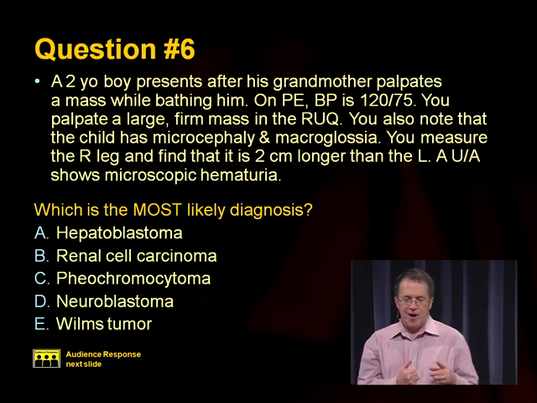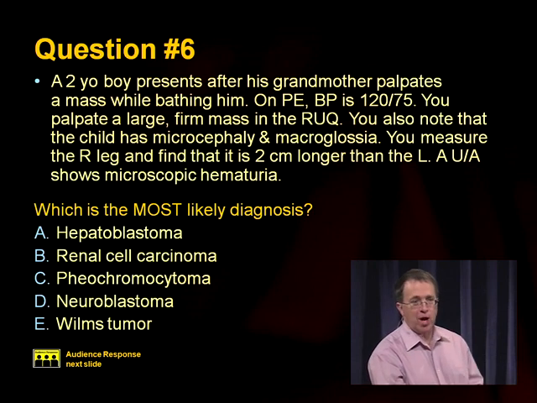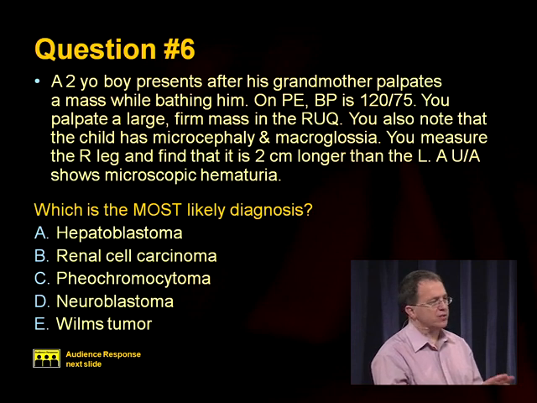Okay. All right. Let's go through this. The blood pressure is high. Might be a kidney. Mass in the right upper quadrant. Microcephaly and macroglossia. So this child just doesn't look quite right. Maybe syndromic, right? Big tongue, okay? Right leg longer than the left, okay? What are we thinking? That's hemihypertrophy possibly, right? Hemihypertrophy can be a feature of Beckwith-Wiedemann syndrome.